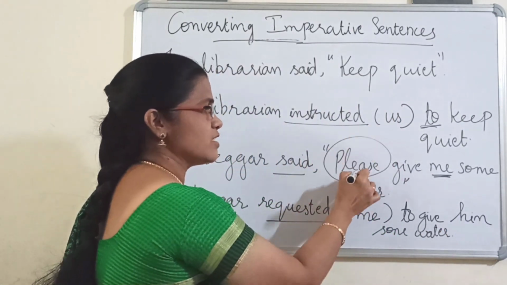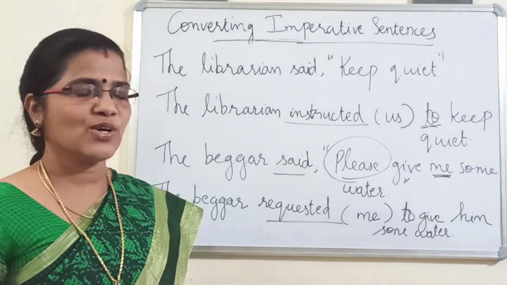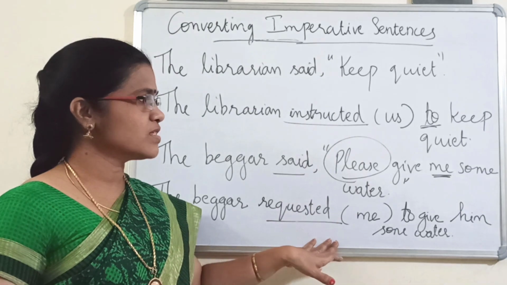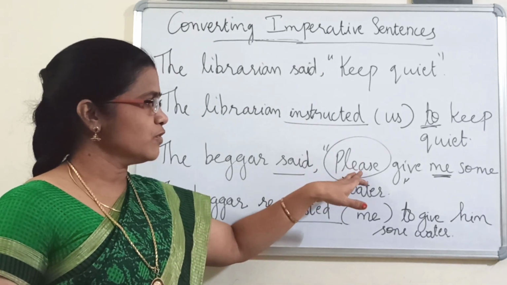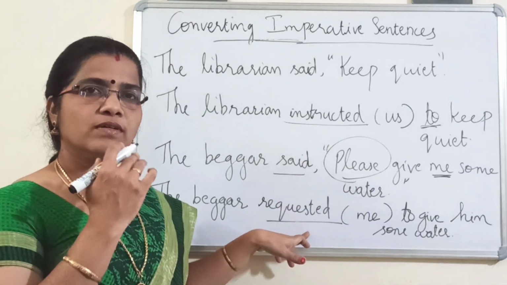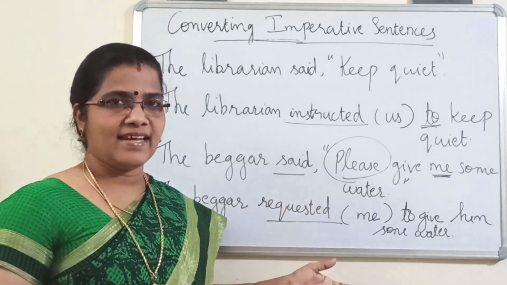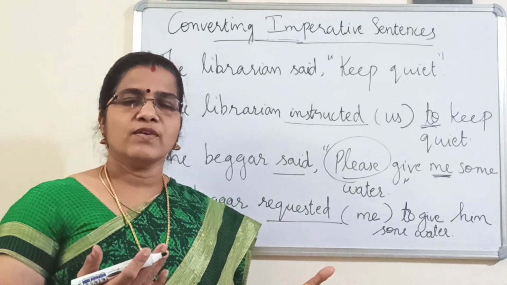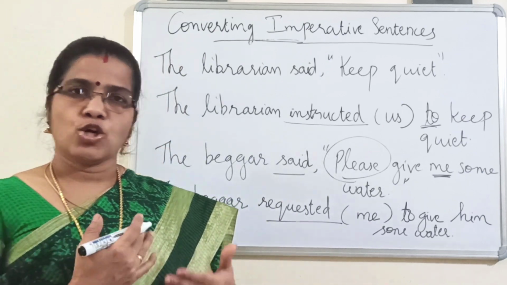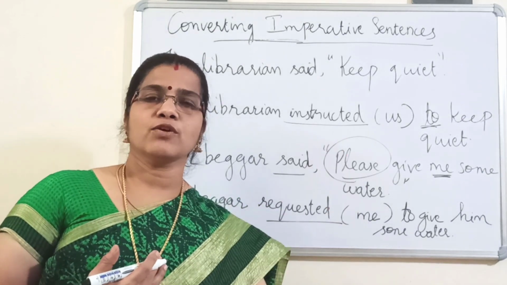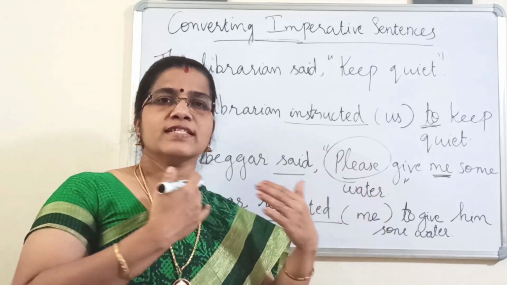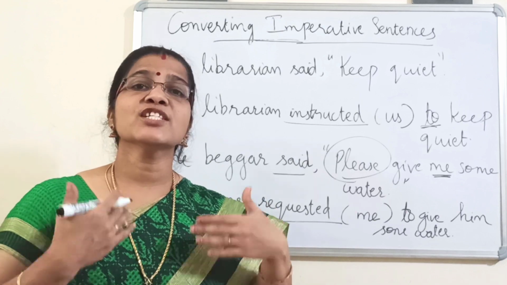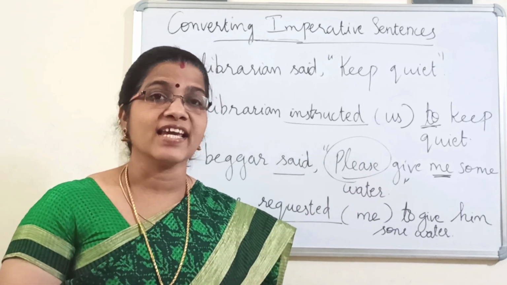Remember, we are not using this word please in indirect speech because we have used requested here. Please means requested. So we have used it. Instead of using please, we have used requested. So we needn't use the word please again. Okay. So this is another type. This is requested. In case there's an advice. The doctor said to me, take your medicines regularly. So in that case, the doctor is advising me. So what will I say? The doctor advised me to take medicines regularly.